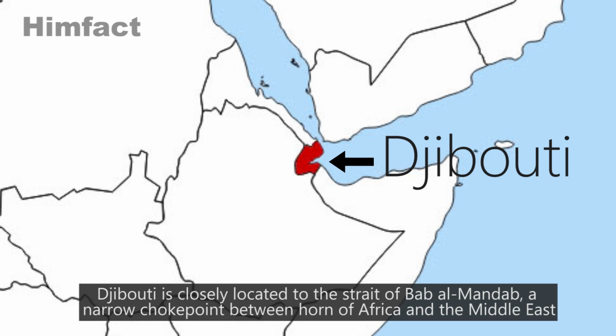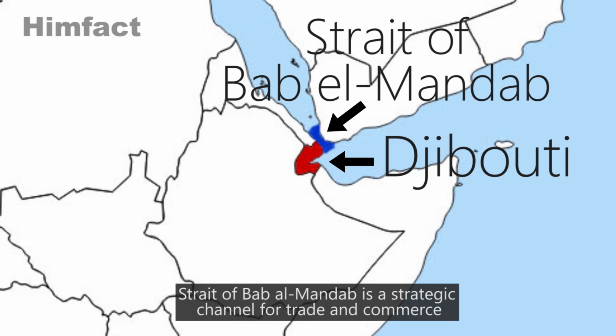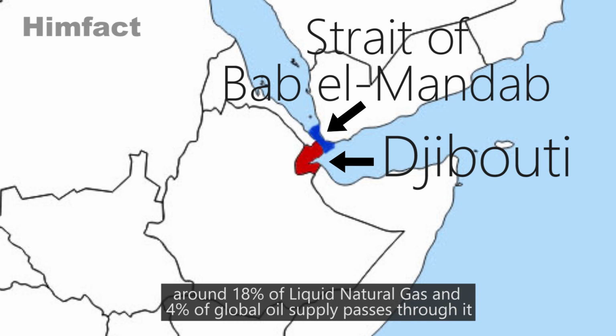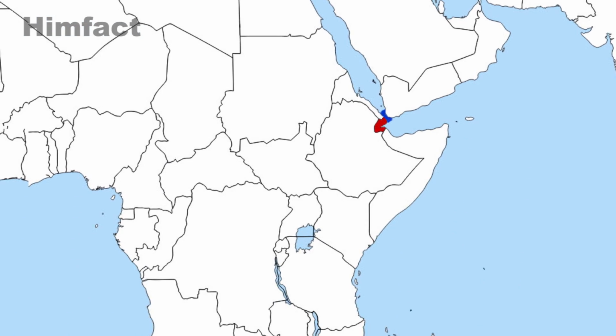Djibouti is closely located to the Strait of Bab al-Mandab, a narrow choke point between the Horn of Africa and the Middle East. The Strait of Bab al-Mandab is a strategic channel for trade and commerce. Around 18% of liquid natural gas and 4% of global oil passes through it. This strait allows the shipment of Persian Gulf oil, natural gas and petroleum products to Europe and Africa.